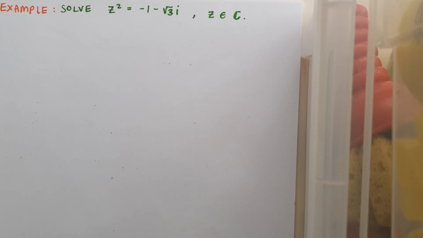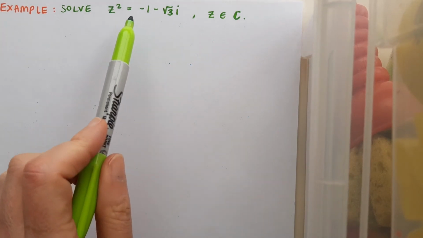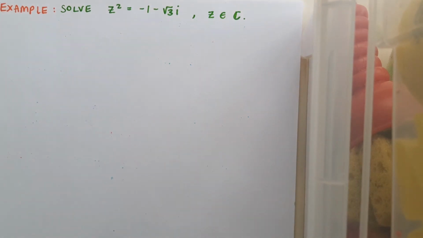We're asked to solve z squared, where z squared is equal to -1 minus √3i, and z is a complex number. Now, a couple of things to watch out for here. First of all, there's a really common misconception here that what you're being asked to do is to square the complex number on the right-hand side. That's not what you're being asked to do at all. You're being asked to figure out what z is.